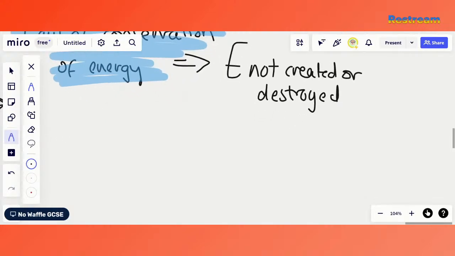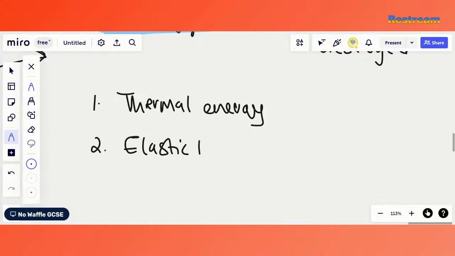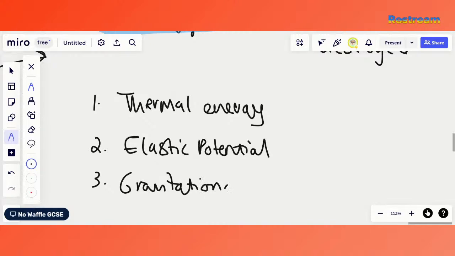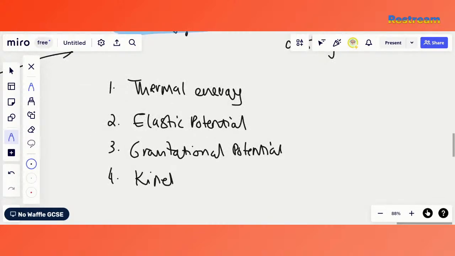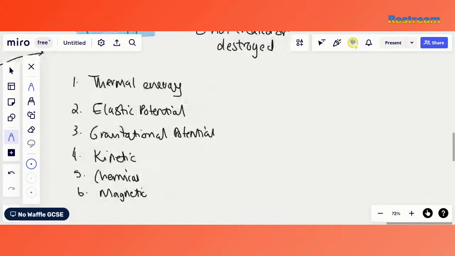Let's see if we can name all of them. So let's say thermal energy, elastic potential, gravitational potential, kinetic, chemical, magnetic, nuclear, and electrostatic. So these are the different types of energy stores that you need to know.